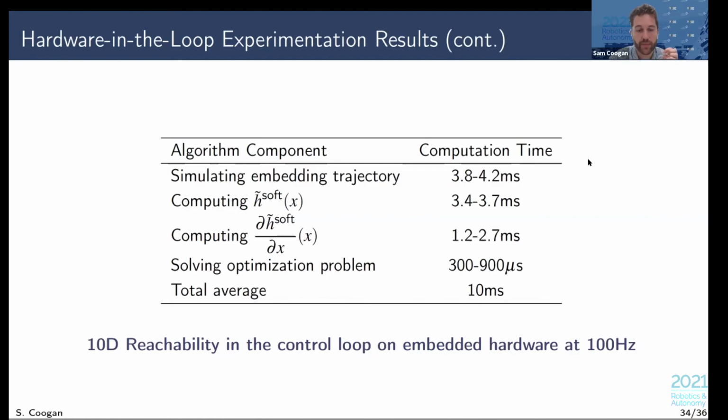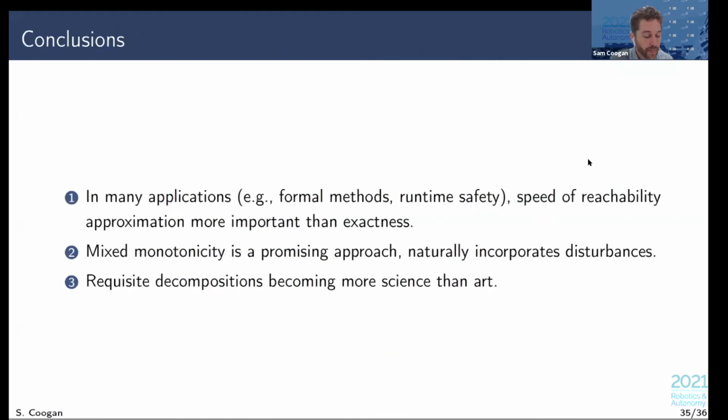So that's what I really want to highlight about this example, is that it's doable. We can implement this very, very quickly on embedded hardware. And so I think there's lots of potential for introducing these ideas into optimization-based control frameworks. So let me just provide a few concluding remarks. So again, in many applications, so formal methods is one. In this talk, we focus on runtime safety. It's the speed of the reachability approximation that's more important than the exactness of these reachability estimates.